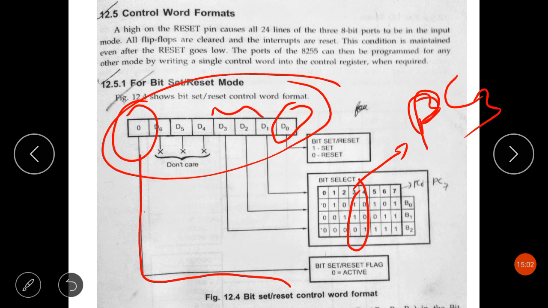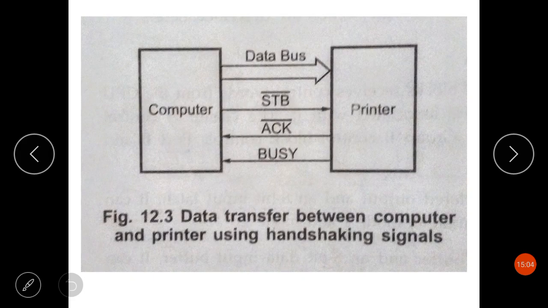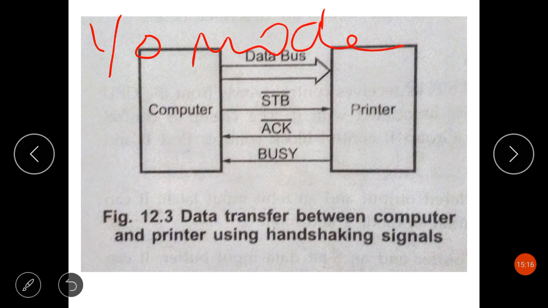The next operating mode is input output mode. In input output mode we have mode 0, mode 1 and mode 2. In mode 0, port A and port B are used as two simple 8-bit input output ports and port C as two 4-bit ports.